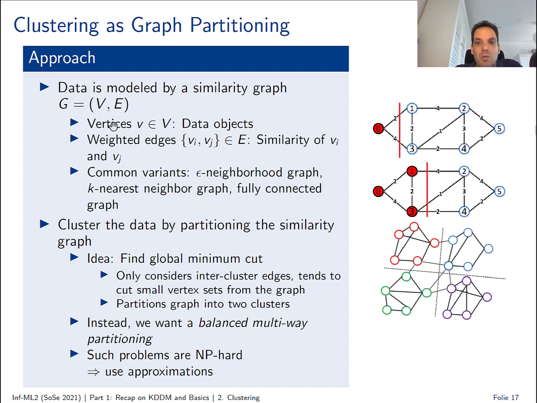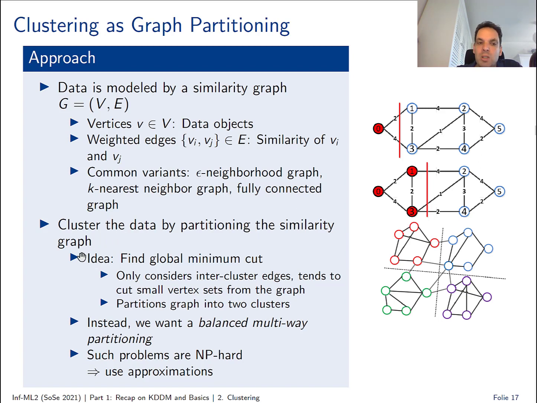So you see here a graph. Here we have the vertices 0, 1, 2, 3, 4, 5. Those are actually 6 data objects, and we have edges between them. You see that in that case, it's the 3 nearest neighbor graph. So each vertex is connected to its 3 nearest neighbors, and the weights of the edges are depicted here. Then the idea is that we cluster the data by just partitioning this similarity graph.